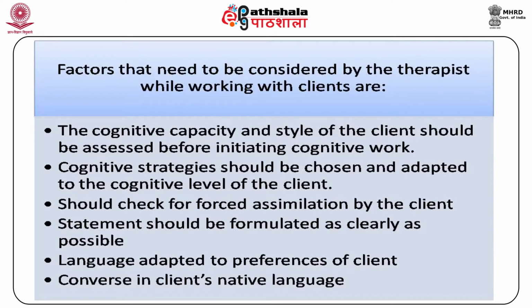Thus, some factors that need to be considered by the therapist while working with clients are: number 1, the cognitive capacity and style of the client should be assessed before initiating cognitive work. Number 2, cognitive strategies should be chosen and adapted to the cognitive level of the client. The therapist should also check for forced assimilation by the client. Statements should be formulated as clearly as possible. Language should be adapted to the preference of the client, and the therapist should converse in the client's native language.